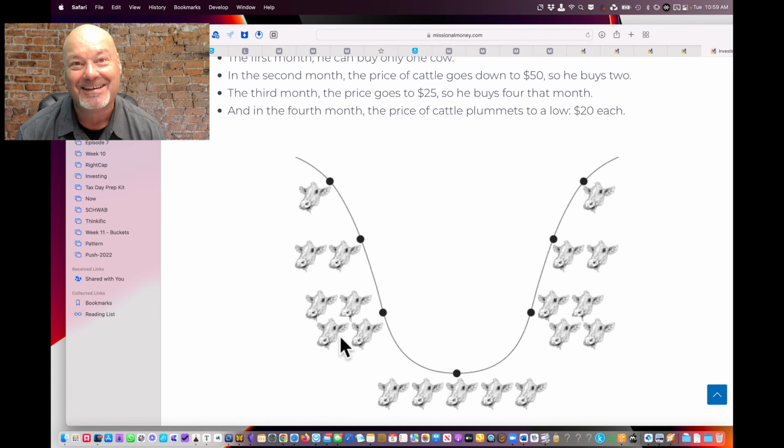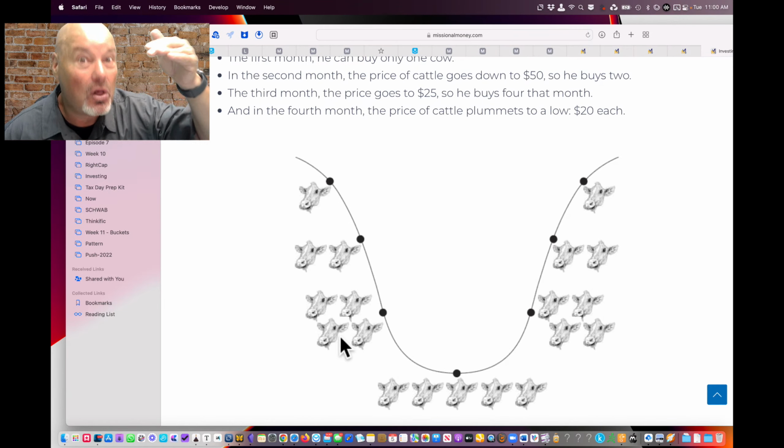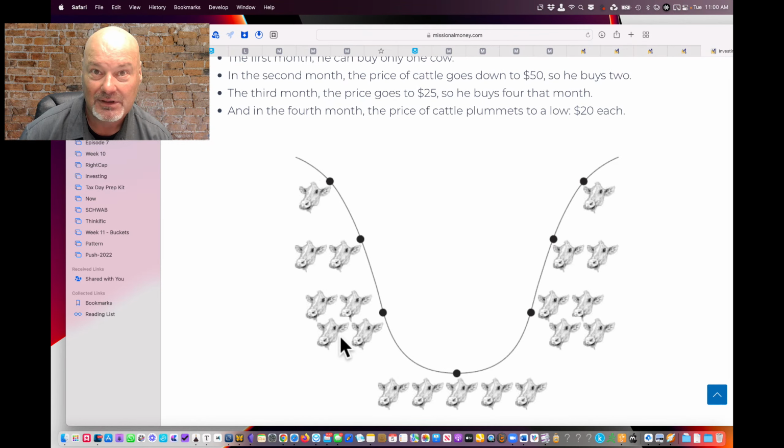The next month, month number 5, cows are trading at $25 a head again. He gets 4 of them. The next month, month number, what are we on? 6, cows are trading at $50 a head. He buys 2 of them. The next month, cows go all the way back up to $100 a head. And that's when Joe and I had another conversation. He's like, you know what? I'm thinking maybe there's just too much volatility in cows. We're in a pretty good place. Let's take inventory. Let's see what to do. And so that's what we did.